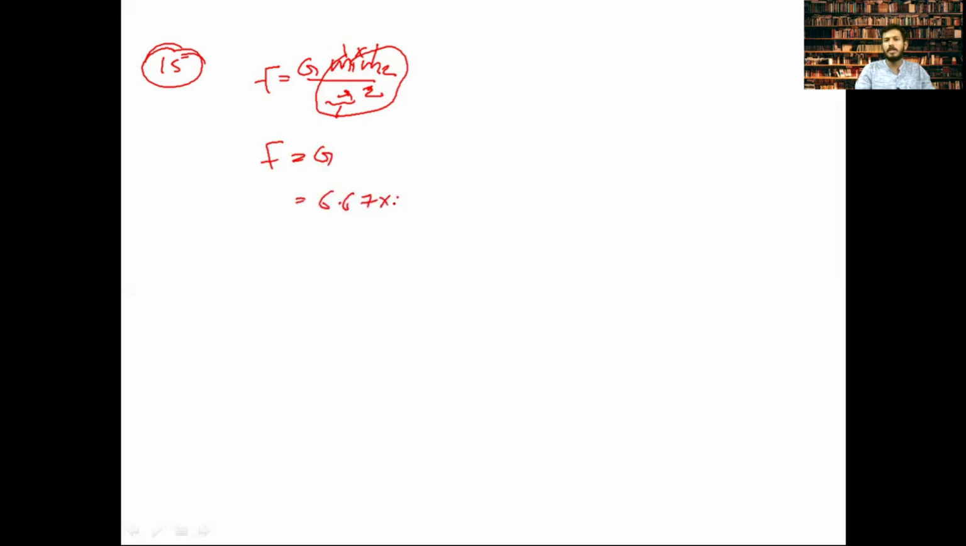Question number 15. The force of gravitation between two bodies of mass 1 kilogram each separated by a distance of 1 meter in vacuum. So F is equal to G into M1 M2 by R square. M1 M2 is 1 into 1, and R square is 1 meter squared, so this whole term is 1. Then F is equal to G, which is 6.67 into 10 raised to minus 11. So among the options, option C is the answer. Question number 16.